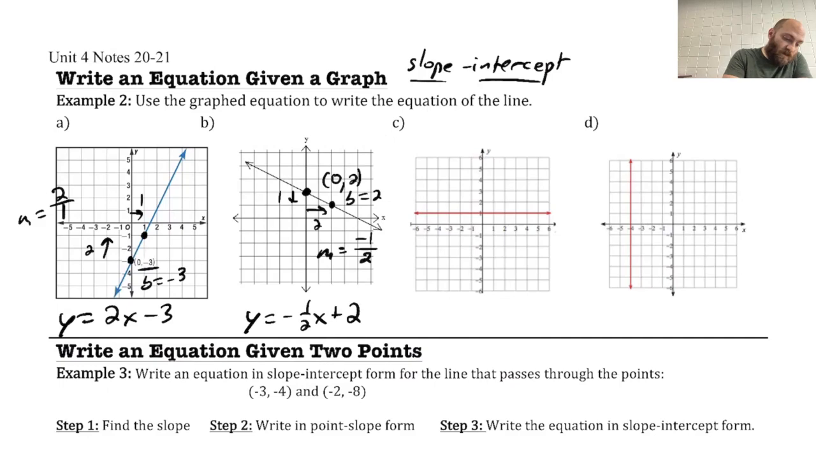Okay, part C, here's my y-intercept at (0, 1), but if you look at that, I have a horizontal line, so I can't really do the slope at this point. There is no rise. If I pick another point here and do rise over run, my rise is going from 1 - 1 over 3 - 0. So that is 0 over 3. Remember, with a 0 slope, with a horizontal line like that, y just equals 1.